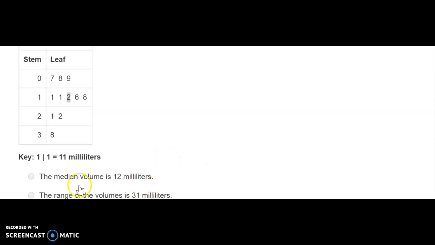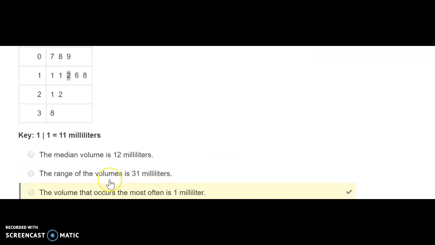The second statement is the range of the volumes is 31. Well, if we have 38 and we take away 7 from that, that will give us 31. So the range of the volume is 31 milliliters, and that is also true. We're looking for a statement that's not true. The third is our actual answer, and it says the volume that occurs the most often is 1 milliliter. Well, 1 milliliter doesn't even occur.